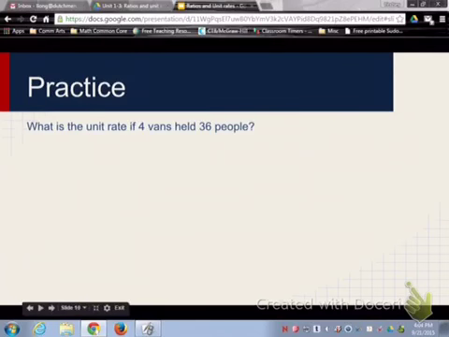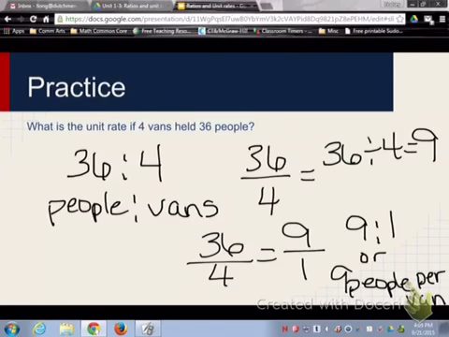So let's practice. What is the unit rate if 4 vans held 36 people? And here's our work. We have 36 to 4, which is our people to vans. We write it as a fraction, 36 divided by 4. 36 divided by 4 gives us 9. So 36 people in 4 vans is equivalent to 9 people per van, or the ratio of 9 to 1.